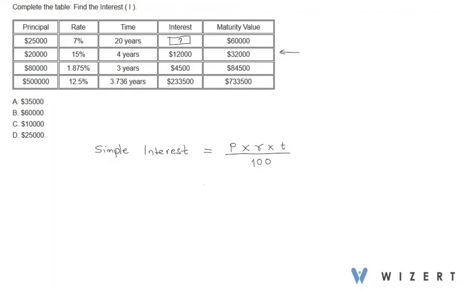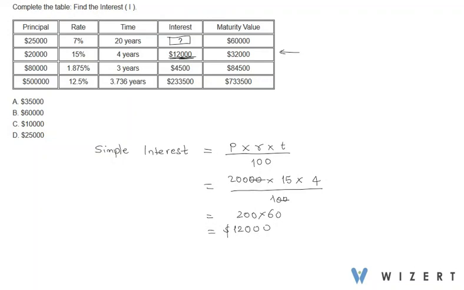So principal is 20,000 multiplied by rate is 15, time is 4 years, whole divided by 100. So if it's following simple interest, this interest amount should be 12,000. Let's see. Two zeros will cancel out. 15 fours are 60. So 200 into 60 is $12,000. So this is the correct relationship for interest and principal.